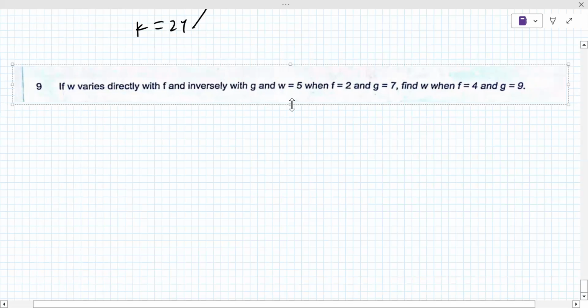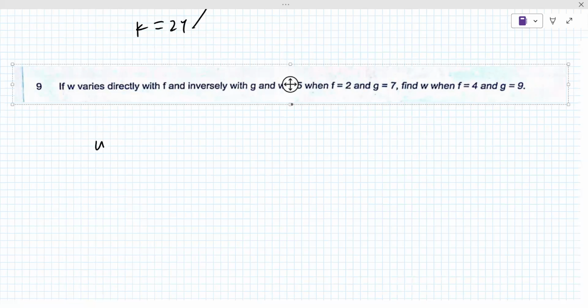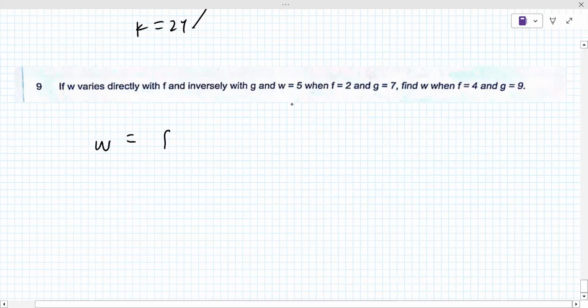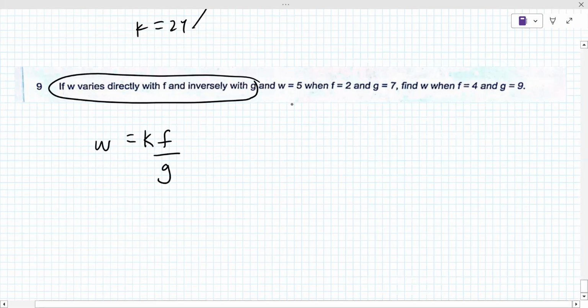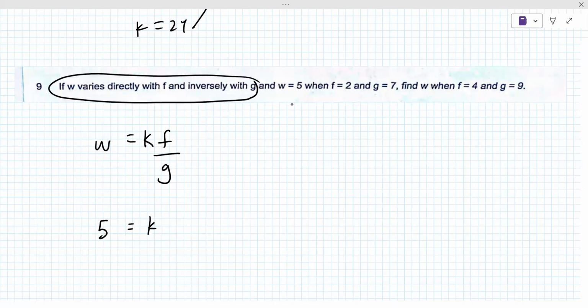All right. W varies directly with F and inversely with G. So basically, if you want to get down to what the most difficult part is, it's writing the equation. So now after you have the equation, you're just solving for K.